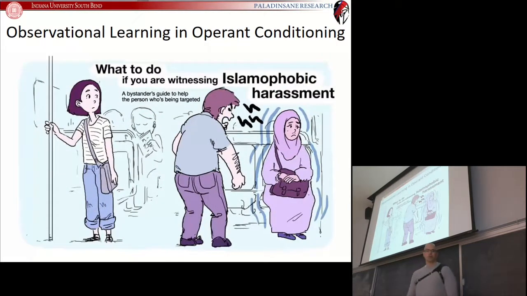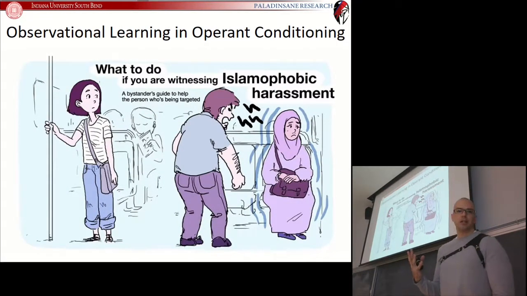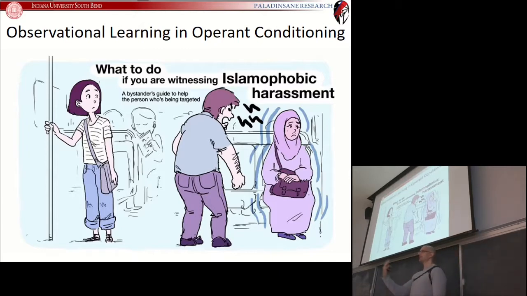All right, so it goes, what to do if you're witnessing Islamophobic harassment, a bystander's guide to help the person who's being targeted. So normally in this situation, socially, if we see an injustice occurring, we'll try to stop the injustice by stopping the person who is perpetrating the injustice. So in this case, we would try to stop the harasser. And if you've seen any of these videos on social media, you'll see people go up to the person and say, what are you doing? You can't do that. You can't talk to her that way.